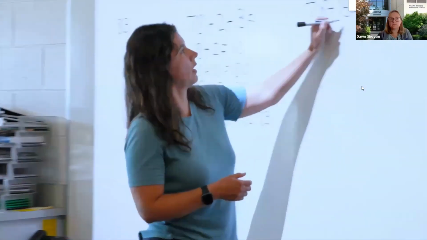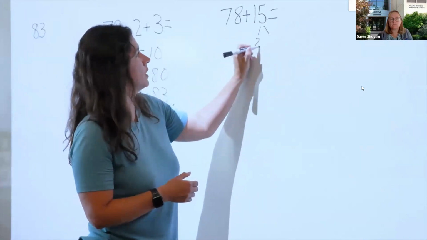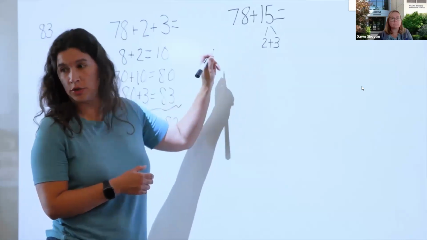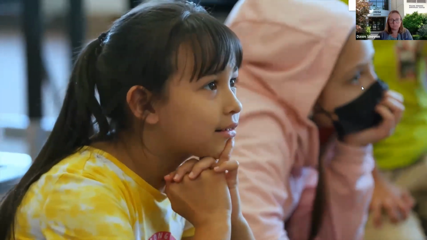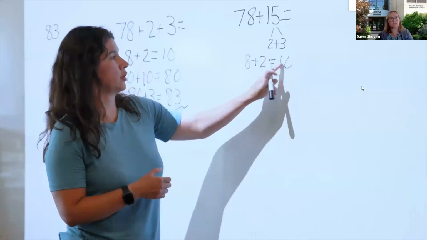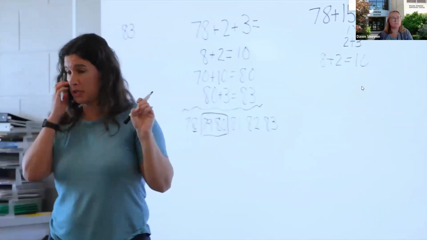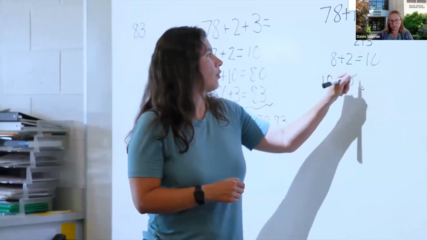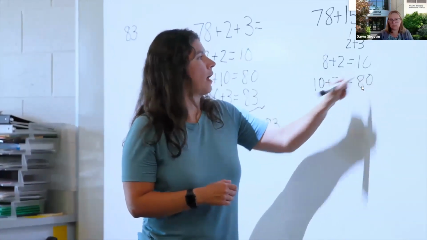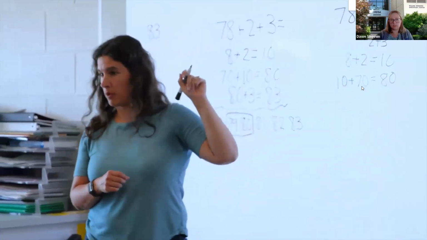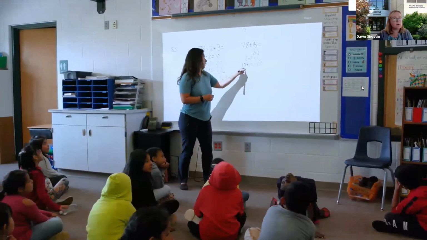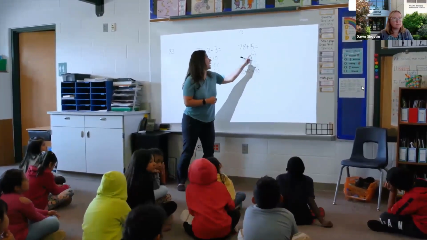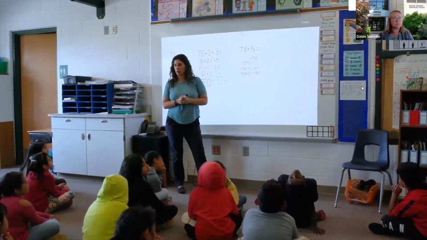Okay, so you said that there's a 2 and a 3 in that problem. So you said you did the 8 and the 2 to get a 10. And so then you said you added that 10 to the 7 in the 10's place. Okay. And you got 80. And then you said you took the other 10 from this problem to get 90. And then you said 90 plus this 3 got you 93.